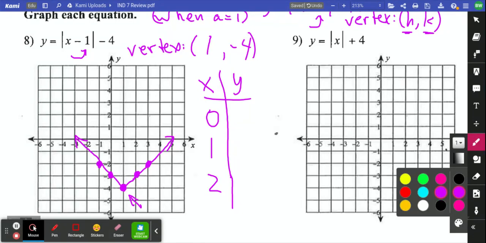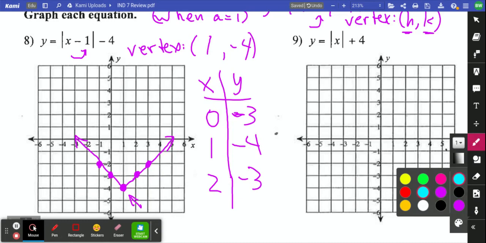So I'll stay with purple though while I calculate the values. We put in a 0 for X. That would leave inside the bar 0 minus 1, and that's -1. The absolute value of that is 1. Minus 4, though, is -3. 1 minus 4 is -3. So let's put 1 in there. 1 minus 1 is 0. Absolute value, that's 0. Minus 4 is -4. And we put 2 in there. We'd have 2 minus 1 inside the bars. That's 1. And the absolute value of 1 is 1. Minus 4 is -3. So we have those points.